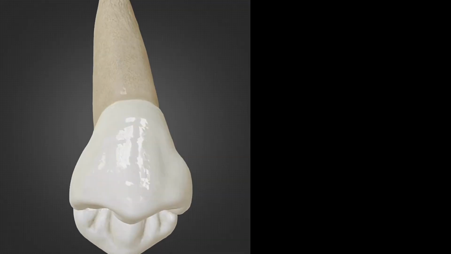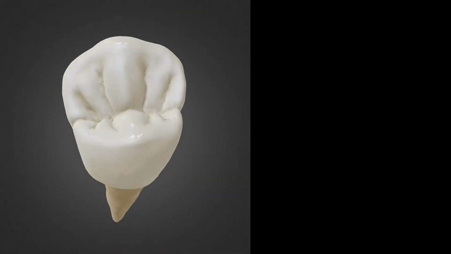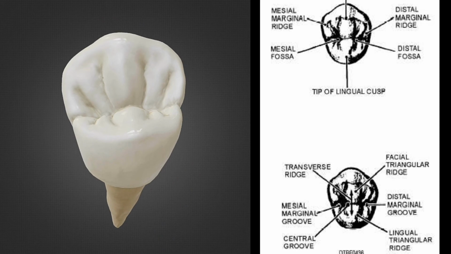Now let's see the occlusal aspect. This is the occlusal aspect, and the shape is roughly hexagonal. If we draw the outline of the crown, it resembles a hexagon. The buccolingual dimension is greater than the mesiodistal, so the length from the buccal to the lingual is greater than the length from the mesial to the distal. So this length is greater than this length.